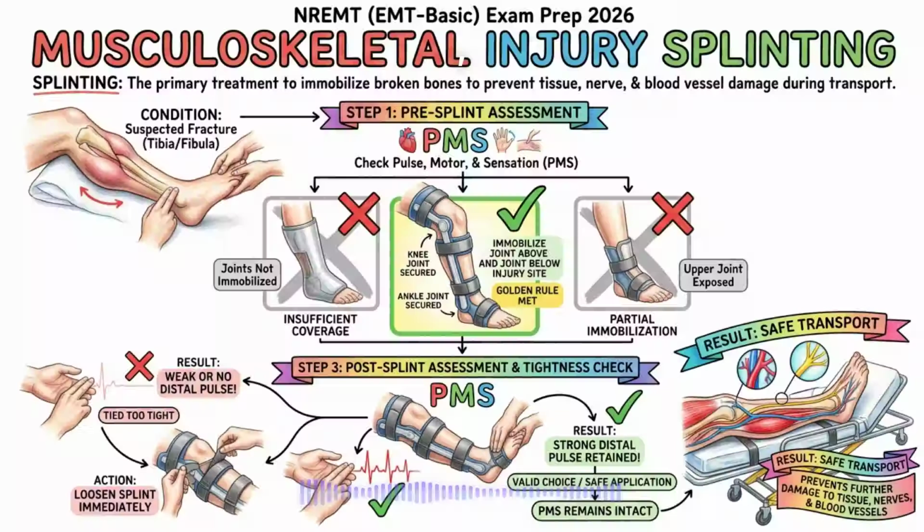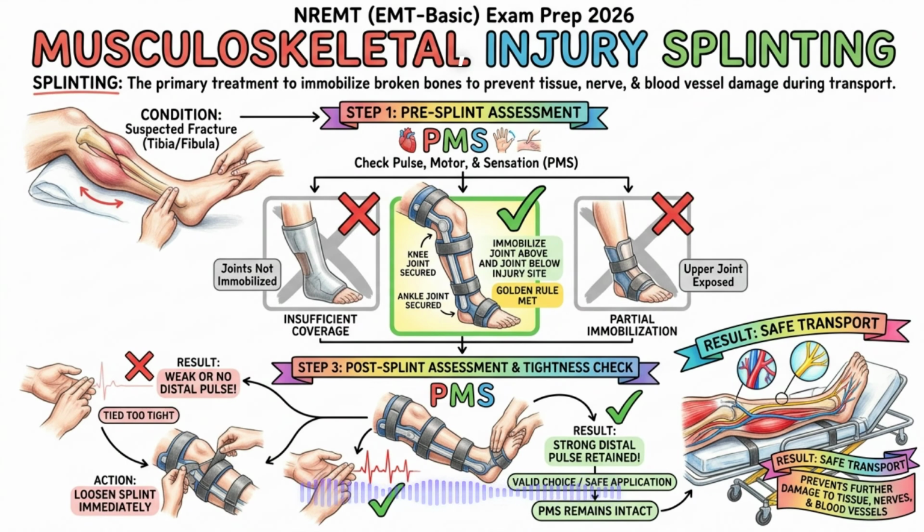The primary treatment for musculoskeletal injuries is splinting, which immobilizes the broken bone to prevent further tissue, nerve, and blood vessel damage during transport. The golden rule of splinting is that you must always immobilize the joint above and the joint below the injury site, before and after applying any splint.